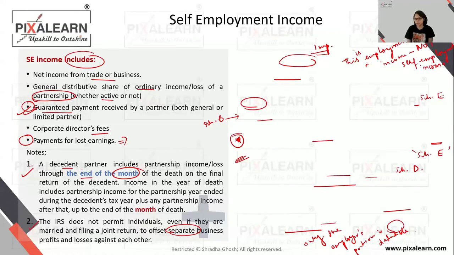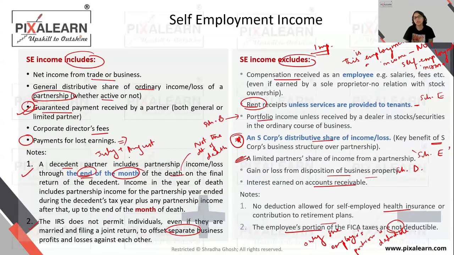A decedent partner includes partnership income or loss through the end of the month. That means we did full July and we did August. Even though this person died on 20th August, we did not take it for the number of days depending on the date of death. It was the end of the month of the death. Remember, not the date of death. So I took it for 2 months, to the end of the month of the death, on the final return of the decedent.